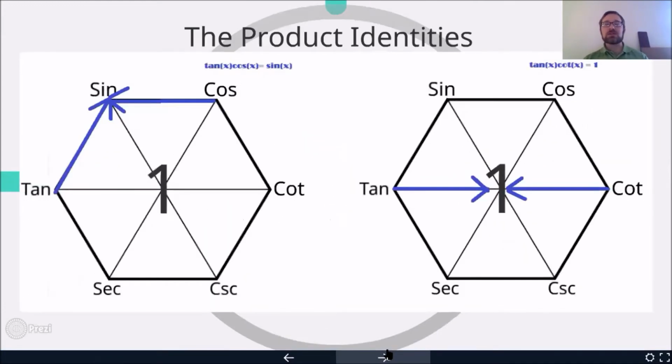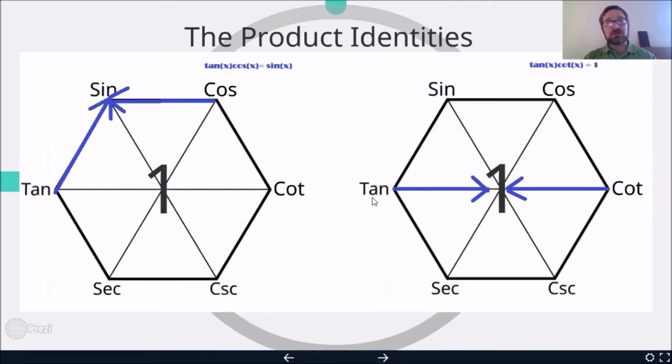Now that you know the quotient identities and you've seen the magic hexagon, we're going to see the magic hexagon used again for product identities. For product identities, basically what you're going to do is you skip a function. So you take two functions around and then you come back to that one you skipped. The two around it multiply to become the one. So the example here on the left is tangent times cosine equals sine.